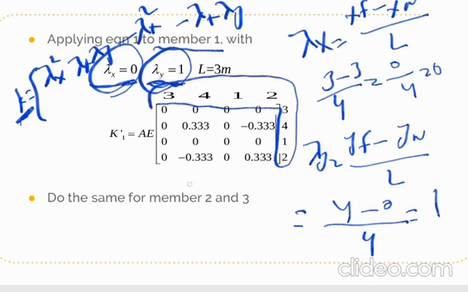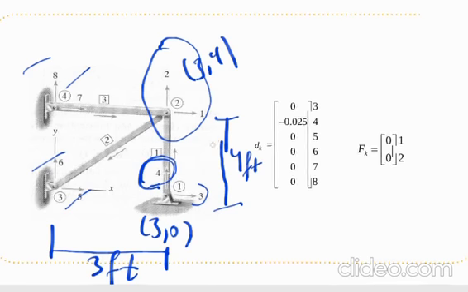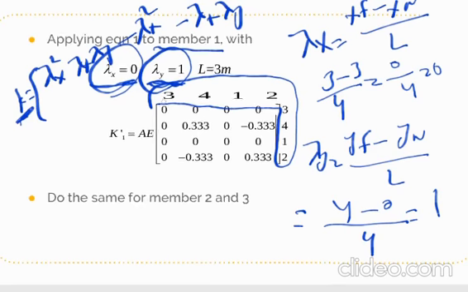Depends on the far as you give it. This direction is from bottom to top. We have 3, 4, 1 and 2. So 3, 4, 1 and 2. Start with x, y for near, and x and y for far node. Same with member number 2 and with member number 3. Same way and same K matrix.